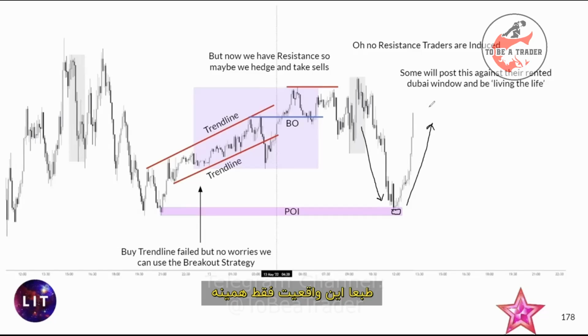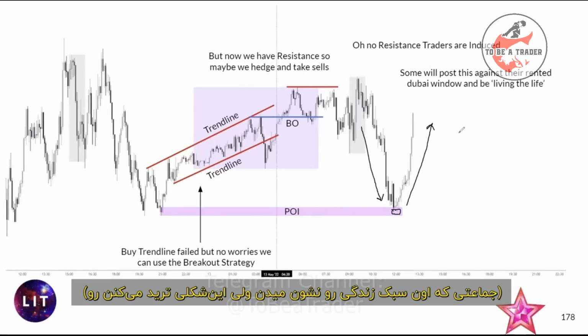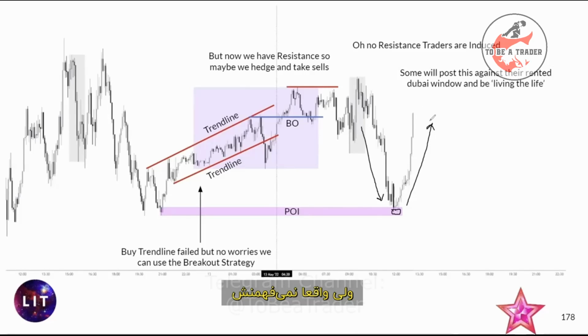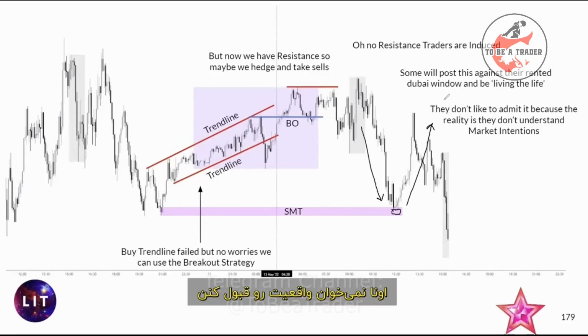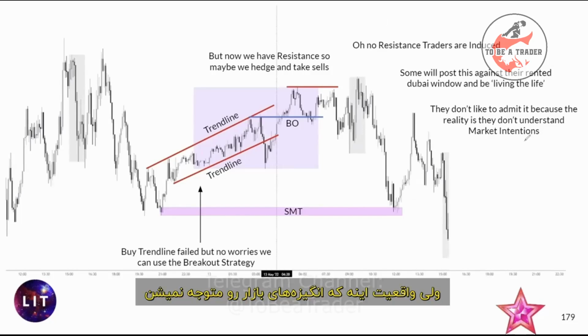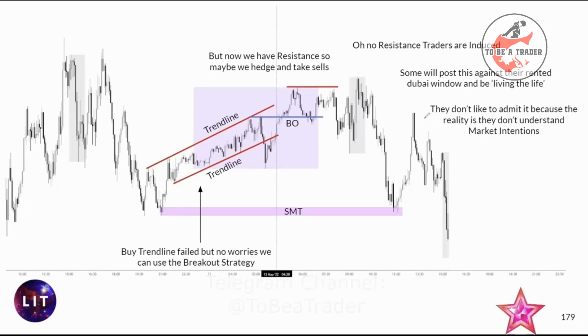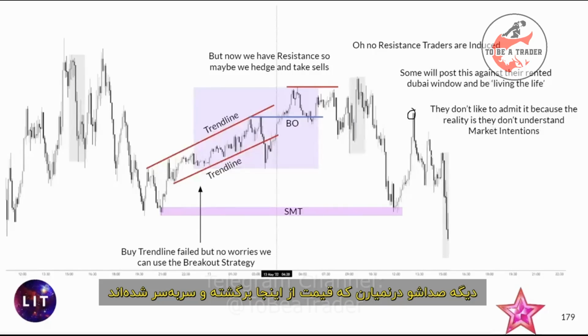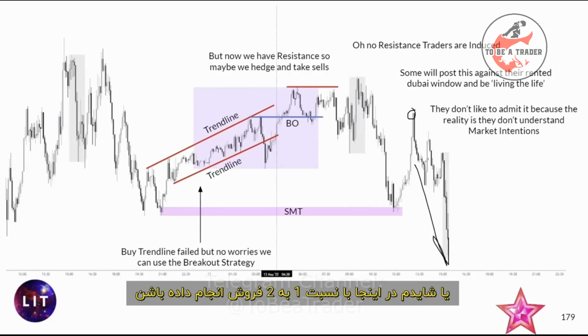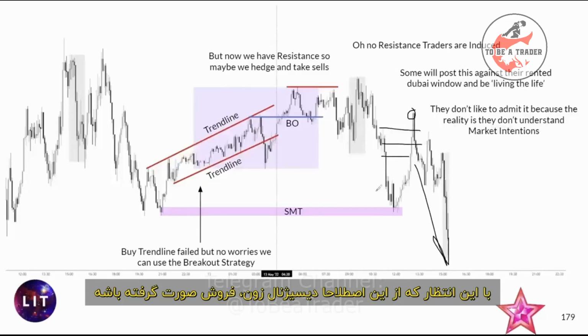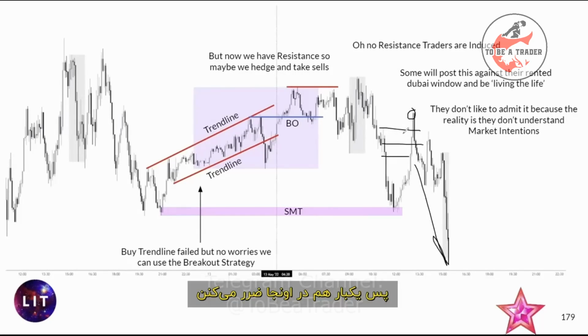Now, of course, this is just reality. I know it's probably me mocking them a lot, like a lot of people, where they show this lifestyle and a trade like this, but they're not actually understanding it. And that's just the reality. So they don't like to admit this, but the reality is they don't understand market intentions. So once price gets here, they're not going to tell you that it actually reversed on them and it's a break even at this point, or they partial the 1 to 2 maybe over here, expecting this so-called decisional zone to have sold from. So they take a loss there too. So that's important to understand.